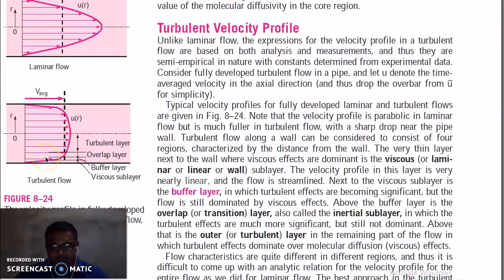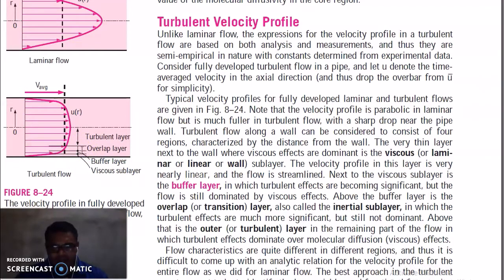Turbulent flow along a wall can be considered to consist of four regions. This is your viscous sublayer, then you have the buffer layer, then the overlap layer, and then the turbulent layer. The very thin layer next to the wall where viscous effects are dominant is the viscous, laminar, linear or wall sublayer, this layer. The velocity profile in this layer is linear and the flow is streamlined in this case.